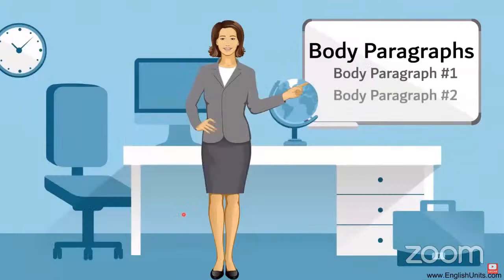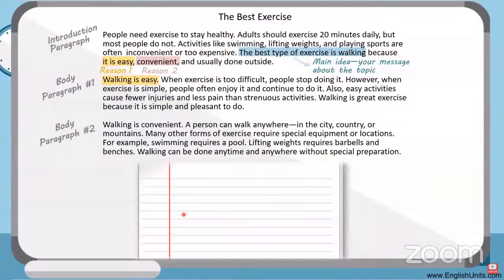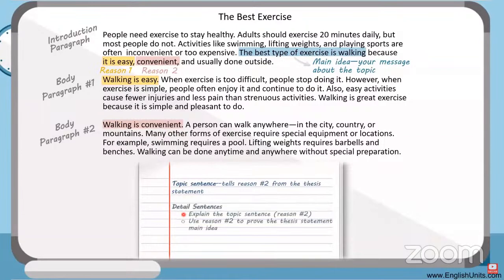So now, let's look more closely at body paragraph 2. Body paragraph 2 begins with a topic sentence that tells reason number 2 from the thesis statement. Walking is convenient. After this, the detail sentences explain the topic sentence, which is also reason 2, walking is convenient, and they use reason 2 to prove that the thesis statement main idea is true, that the best type of exercise is walking.